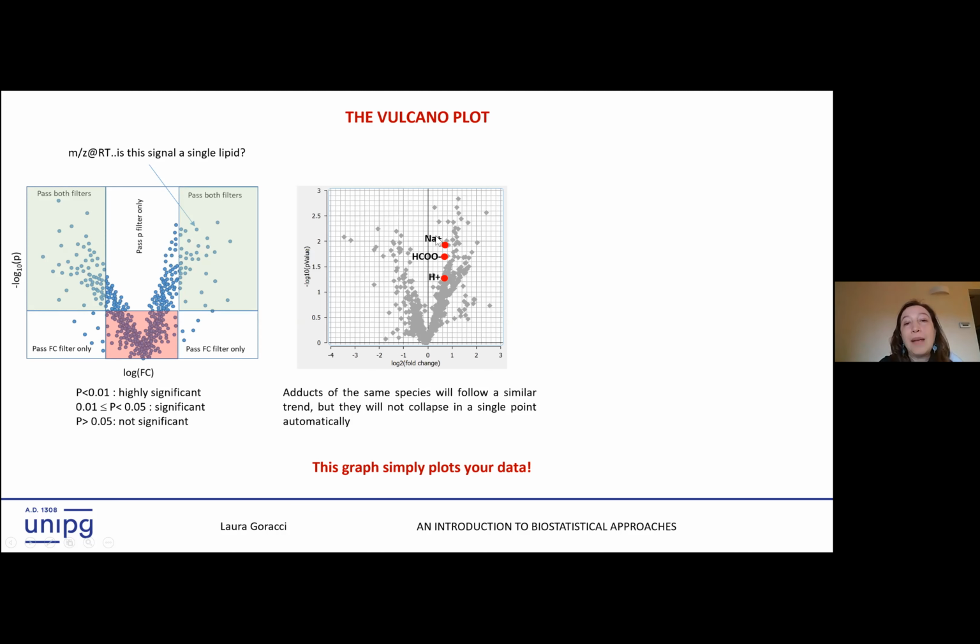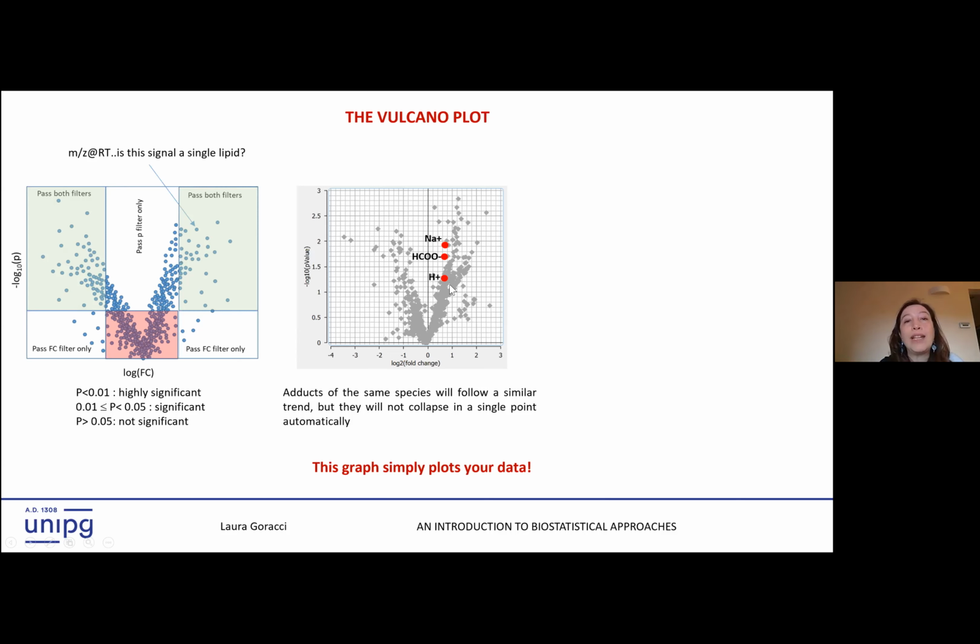So the same lipid species can be, this is a real example I was looking for, the same lipid in different adducts. You see, they will not collapse in a single point. So if the question is, what is better to do? When is better to do the volcano plot? Remember that the volcano plot is a tool to plot your data. So it depends on the question you want to answer yourself.